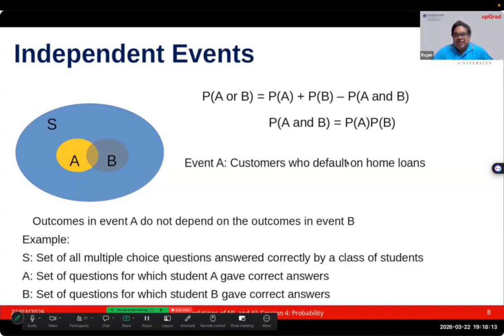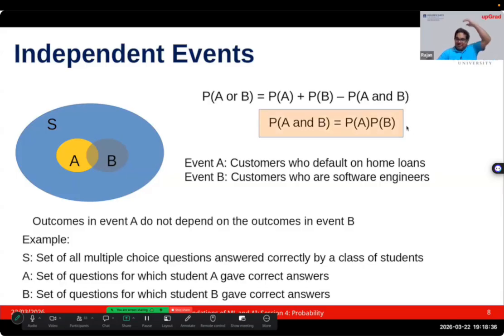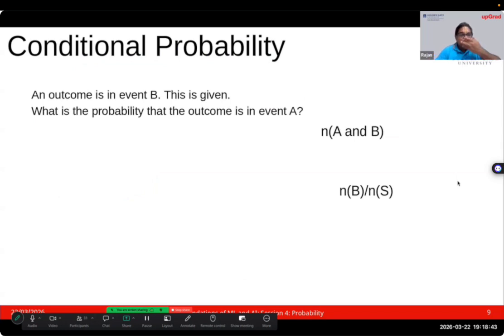So here is another example. It's another silly example. Customers who default on home loans, customers who are software engineers. We cannot say anything about whether it is right or wrong. Whether these two events are independent or not, we cannot say unless we check this condition. So I leave it as a question mark. Again, a very poor animation.